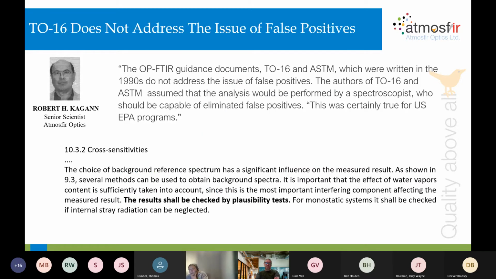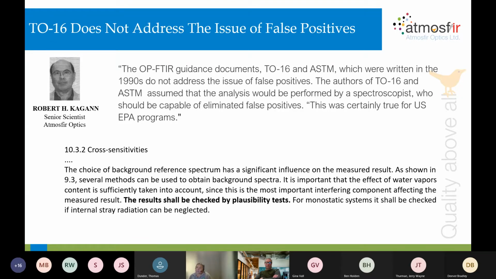Because I'm lucky and Robert is part of our staff, I asked him, you were one of the people that actually wrote the method for the EPA. You were the peer review of the method. Why didn't you ask for spectral validation in the method?